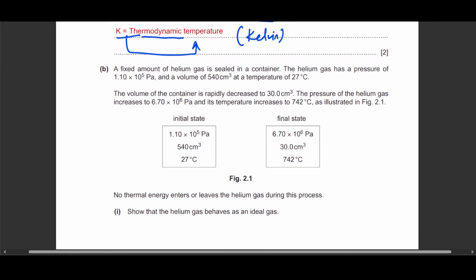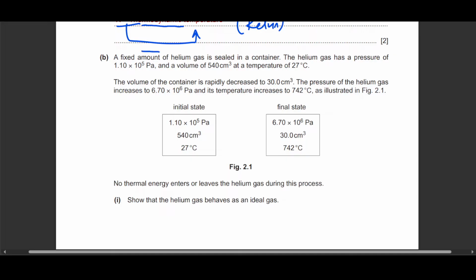Part B says a fixed mass, a fixed amount of helium gas. So that means that there is no leakage, and n, the number of moles, will remain constant. It says primarily it has this initial state, and then it has a final state that is going to look like this one. He says that it is compressed probably. Now we can see that it is being compressed. The volume was 540. Now the volume is 30.